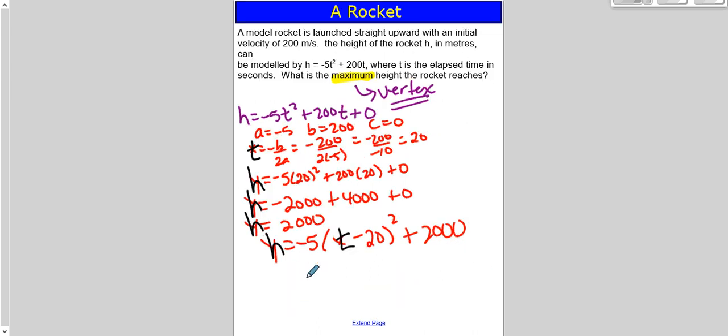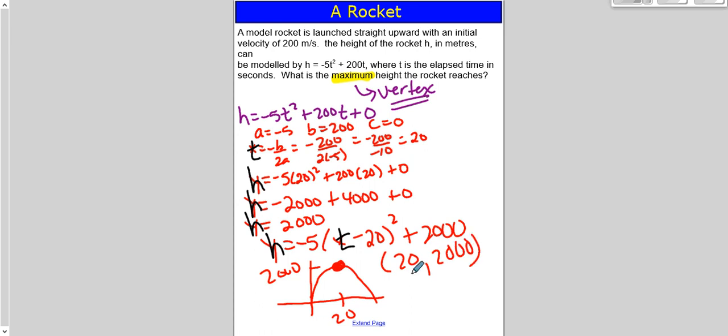Okay, and what does this mean? So it means then, if I was looking at the graph, this is 20 and this is 2,000, and there's this rocket that, you know, went off. The vertex is right there at 20, 2,000. So what is the maximum height that the rocket reaches? Well, height is on this side and time is on this side. So the maximum height would be 2,000 meters.